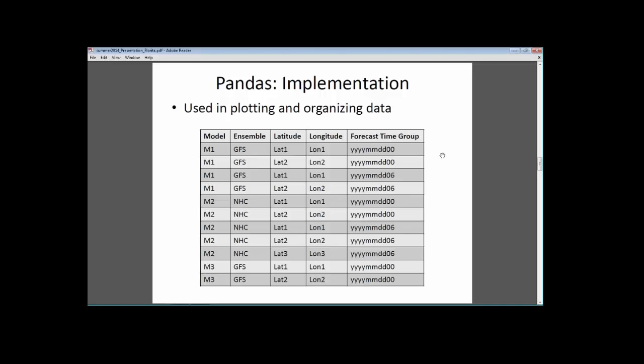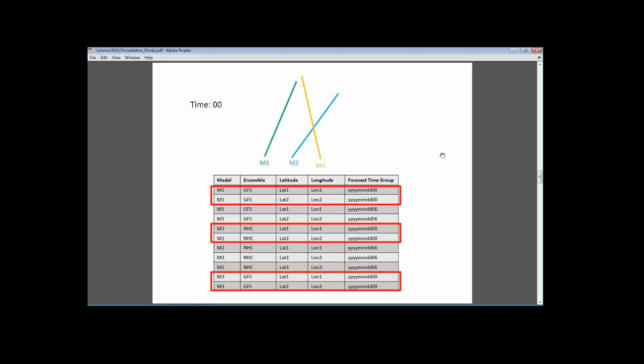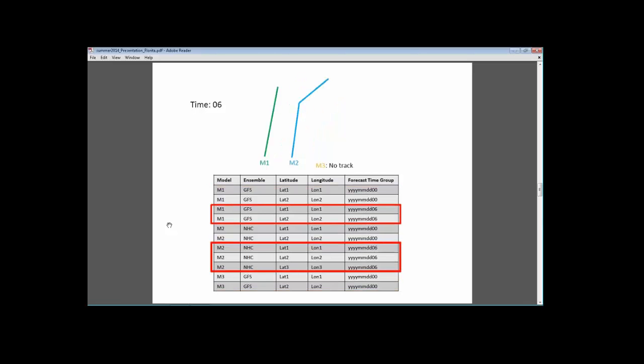So plotting wise, you have to group together by the forecast time, but then this list of latitude, longitude, you need all of those for just that one forecast time. So you see here M1, that's lat long 1, lat long 2. And then the same thing for M2, M3. So I had it grouped together by those, and that's just for time 0. And then for time 6, you see, M2 has 3 points for that one, M1 has 2 points, and M3 doesn't have one for that. So you can see how each model had a different method and how pandas really helped in grouping all those together, because it was a lot of data grouping.